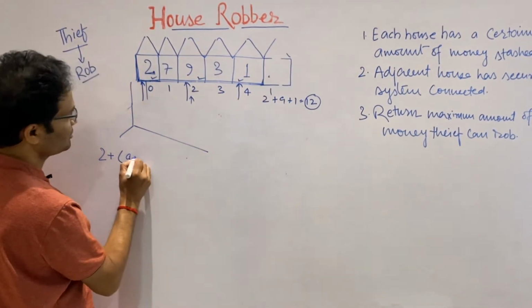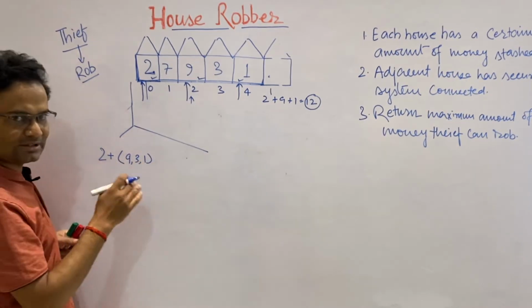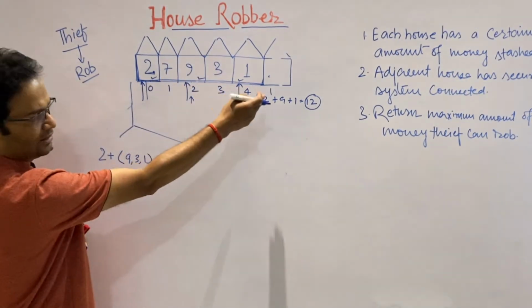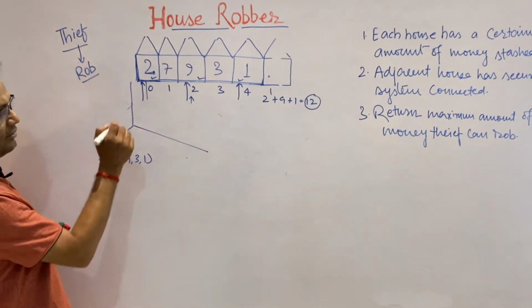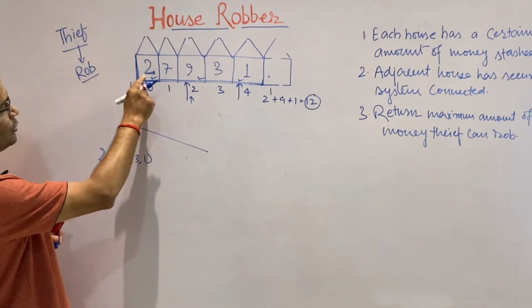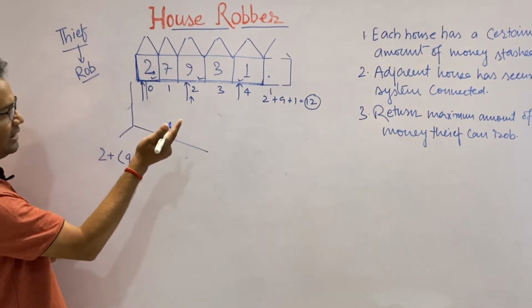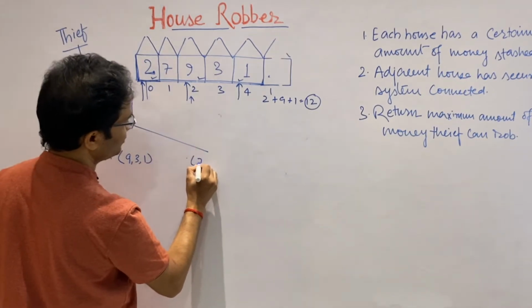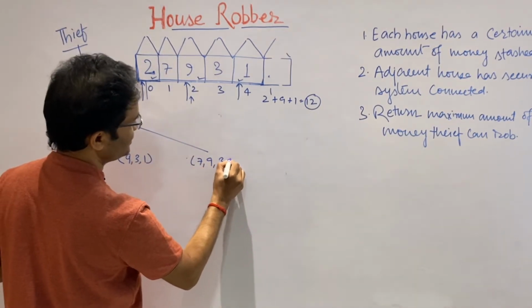So he has the options 9, 3, 1, meaning after 2 he can go to these houses, right? If they choose the first house. If they do not choose the first house, what options do they have? The options they have, he can go to 7, 9, 3, 1.